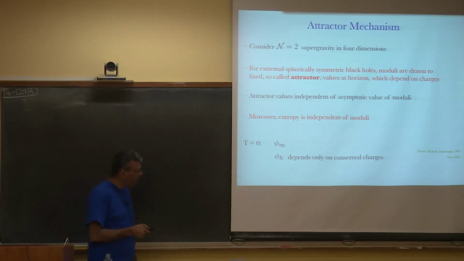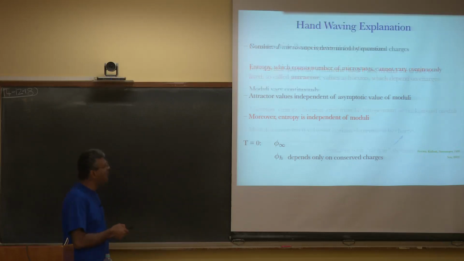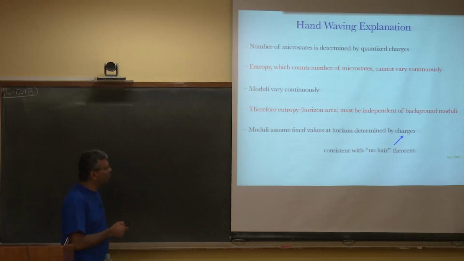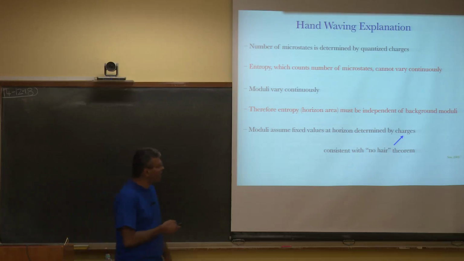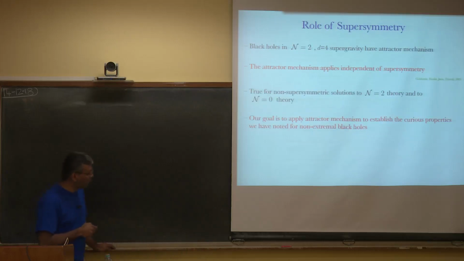So this was described in the mid-90s by Ferrara, Kallosh, and Strominger, and really explained about 10 years later by Sen. So the hand-waving explanation is that the number of microstates for a black hole is determined by quantized charges. And the moduli at infinity, they vary continuously. So as a result, the entropy of the horizon must be independent of the background moduli. And the moduli are fixed to values at the horizon that are determined by the charges, consistent with the no-hair theorem. And we'll see how to make this precise as we continue.